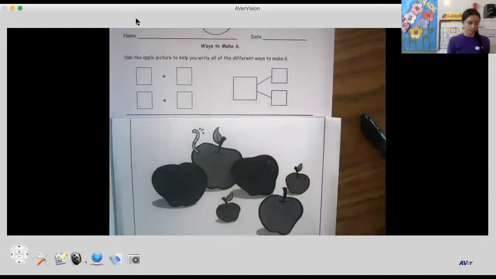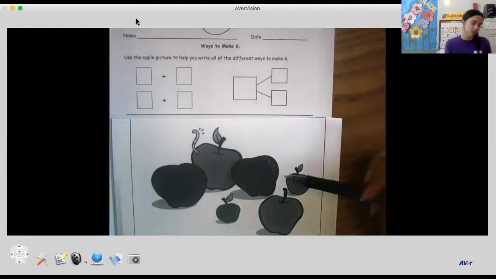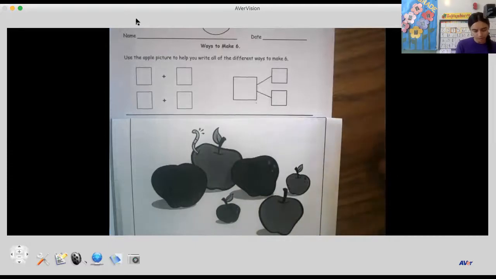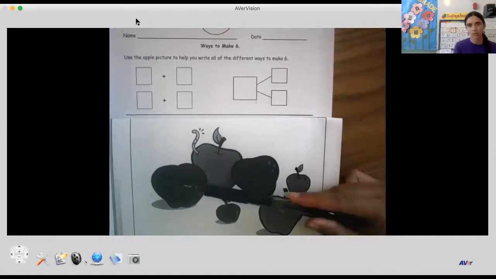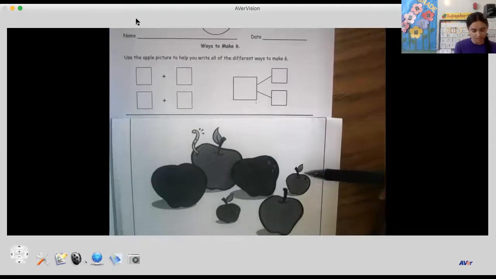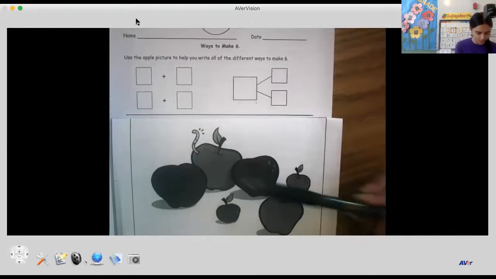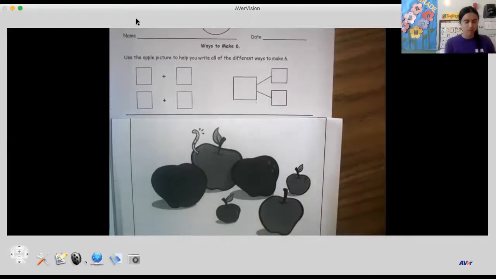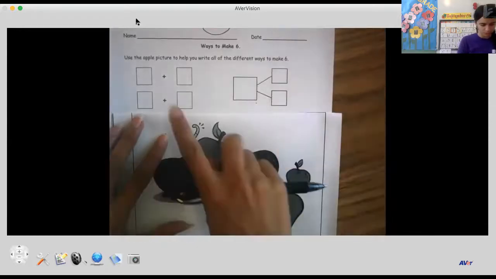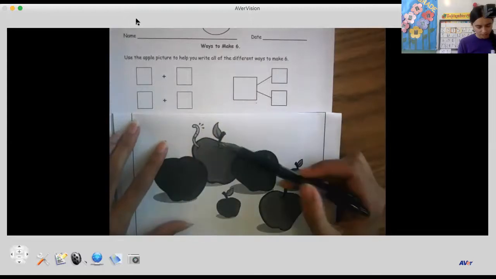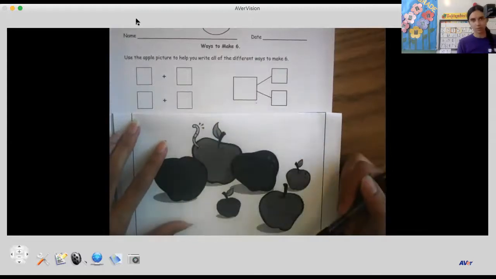So what you're going to do is you're going to take these apples and sort them into groups. Now you can sort apples a lot of different ways. You can sort apples based on which apples have stems versus apples that don't. You can do apples that have leaves versus apples that don't. You can do apples that are dark versus apples that are light. There are a lot of different ways to do it. What I think I'm going to do for this first part is apples that have worms versus apples that don't.